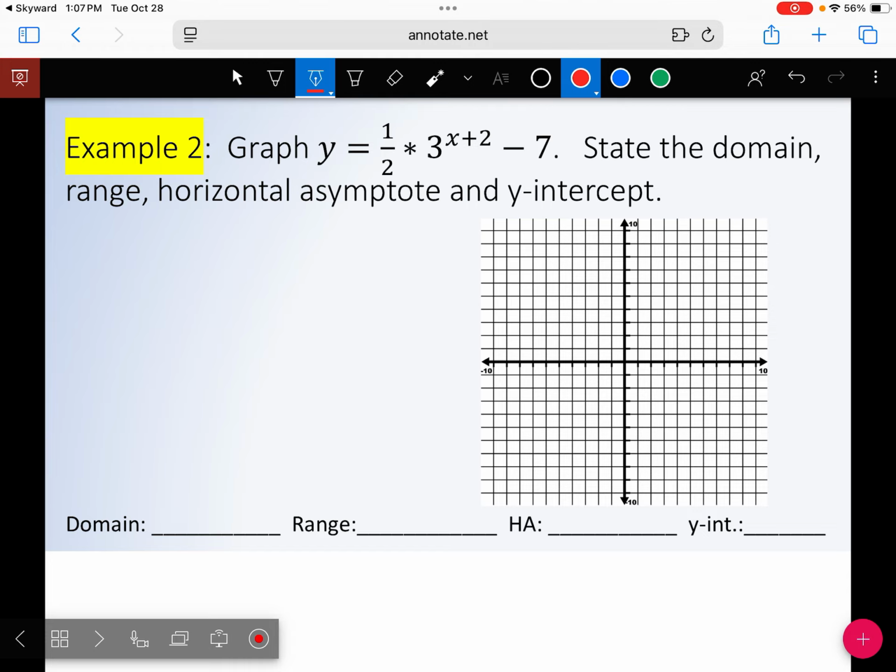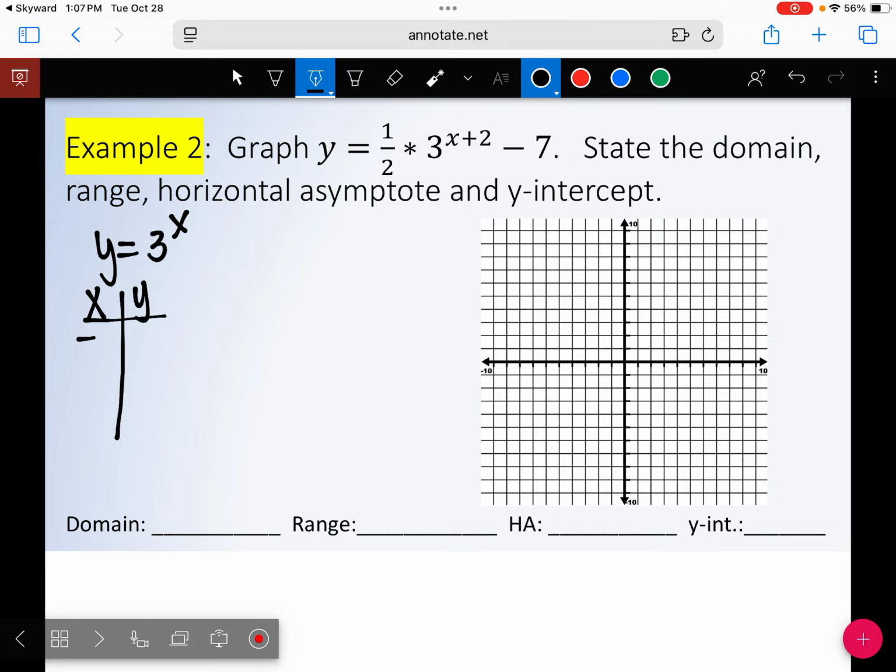All right, what's the base for this function? What's our base? Base of the exponent. 3. That's the number attached to the x plus 2. That's called our base. So the base is 3. I'm going to quickly make my parent table, which will be y equals 3 to the power of x.